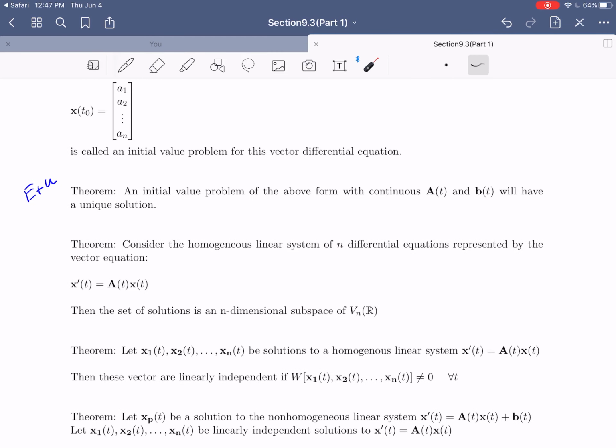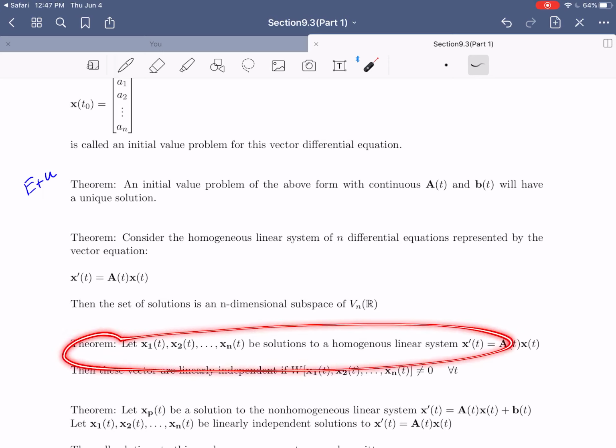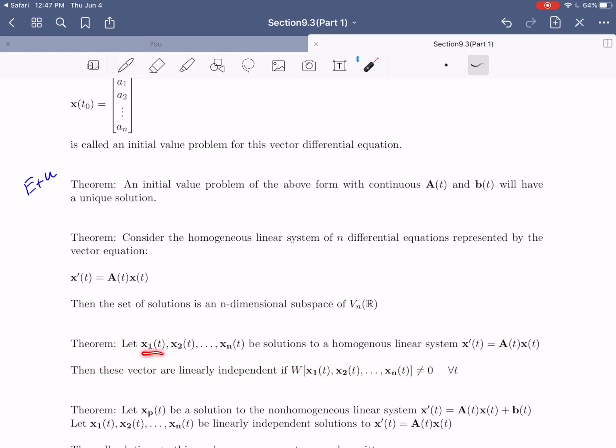All right. We also have a result about the Wronskian. This again mirrors a result that we proved in chapter 8. This theorem says that if you have solutions x1, x2 through xn, and they are all solutions to the homogeneous linear system x prime of t equals A of t x of t, then these are linearly independent if the Wronskian is non-zero for all t. Now, if you think about what we said in the previous video, we said that if the Wronskian is non-zero at a single value, then it's going to be linearly independent.